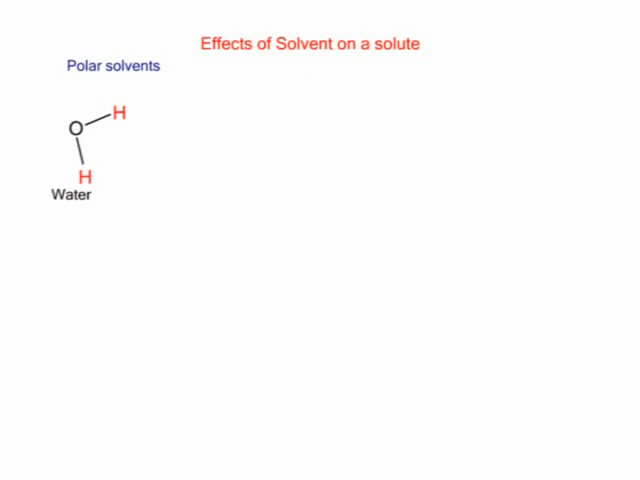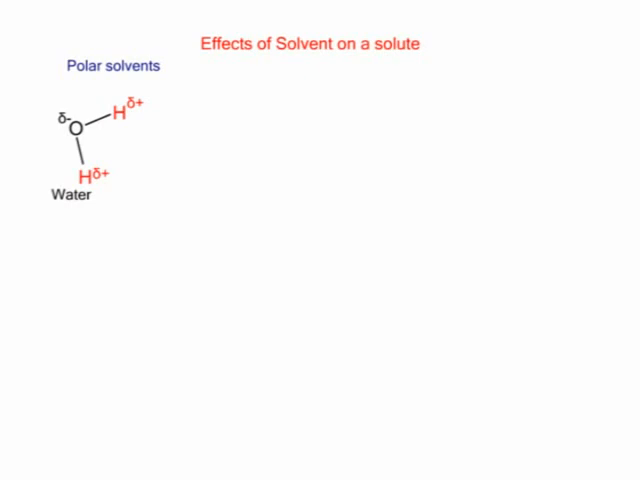This results in an uneven electron charge distribution in the molecule, leading to the oxygen atom developing a partial negative charge, while the hydrogen atom develops a partial positive charge, and that molecule is indicated here. Now, a molecule which behaves as if it is negatively charged in one end and positively charged in the opposite end is said to be polar. In this case, water is a polar solvent.